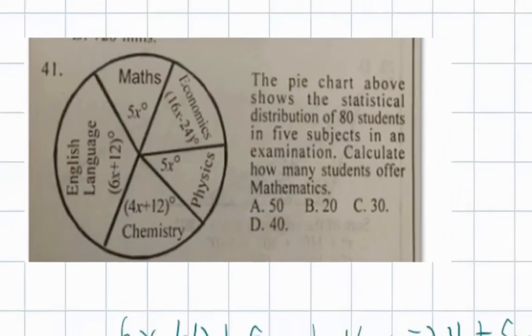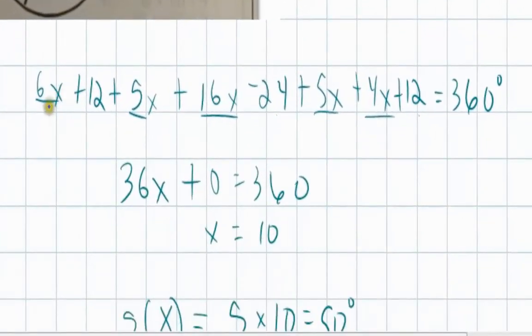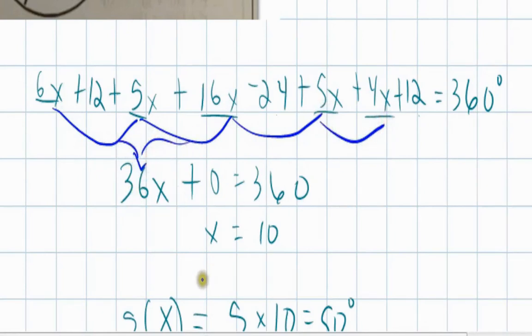So 6x plus 12 comes from here. Then I add the 5x, another 5x, the 16x minus 24, and the 4x plus 12. So I combined all my like terms. Adding all of these, I got 36x right here. And then 12, negative 24, and 12 add up to 0. So now I have 36x is equal to 360, meaning that x is equal to 10.